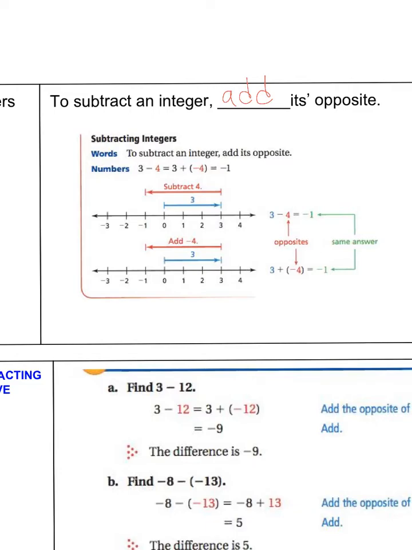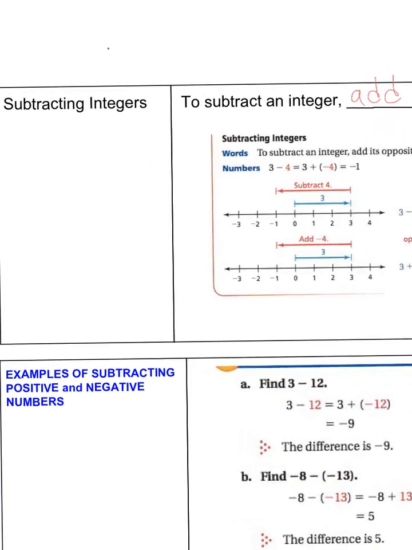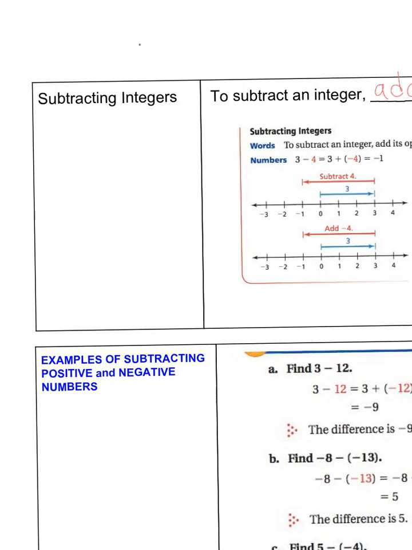So what I say to remember that is I just say SAO. So just say it, SAO, SAO. So when I see the word subtract, I think SAO, which means subtract, add, opposite. So you could say that to yourself to kind of help you remember. Let's look at a couple more examples.